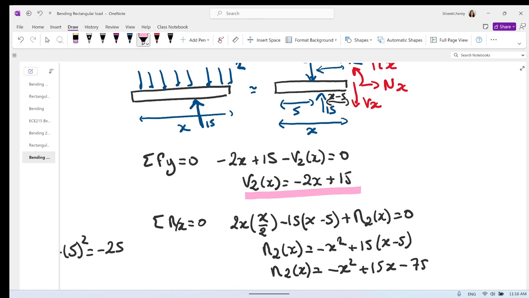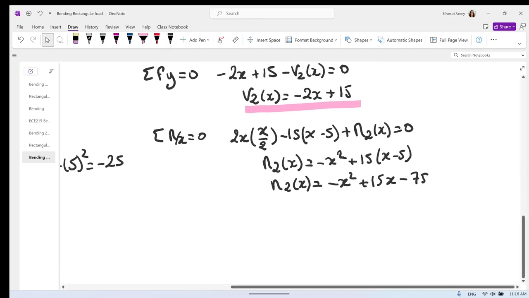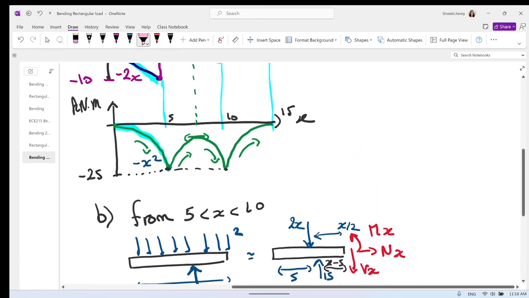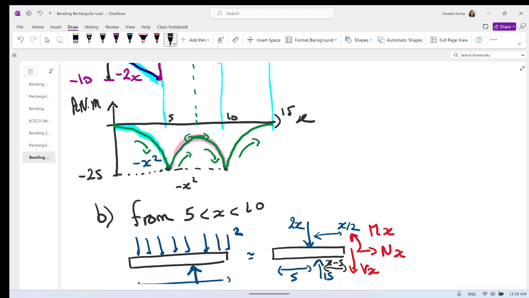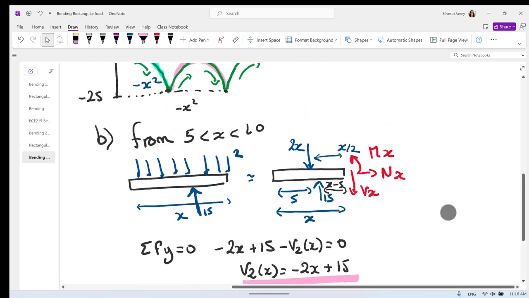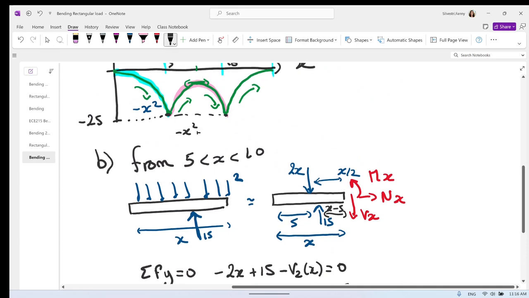So this equation is the equation in the middle. It's this equation there. Oops, let me write it. Minus x squared, we say plus, what did I say? Plus 15x minus 75.